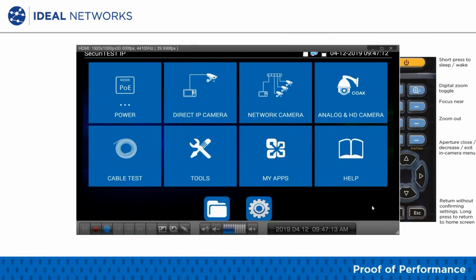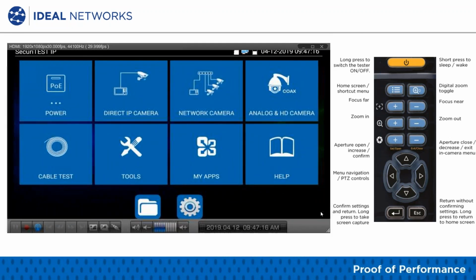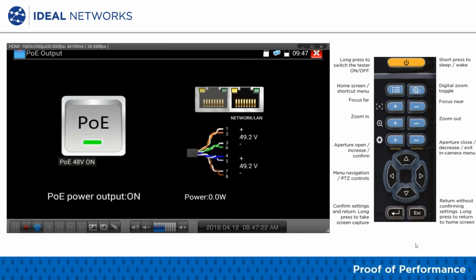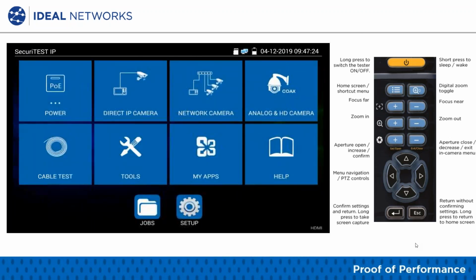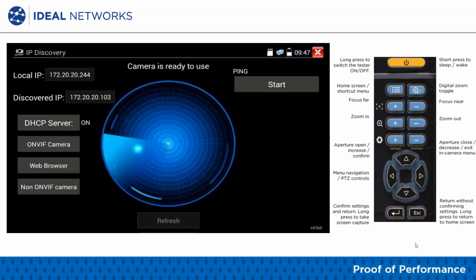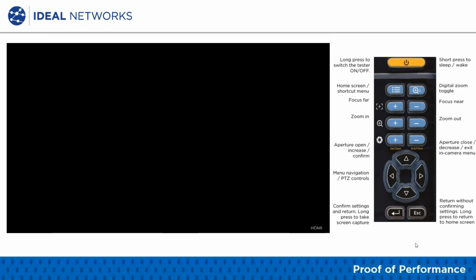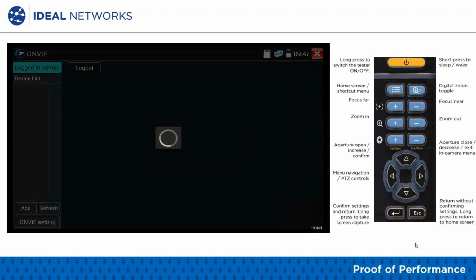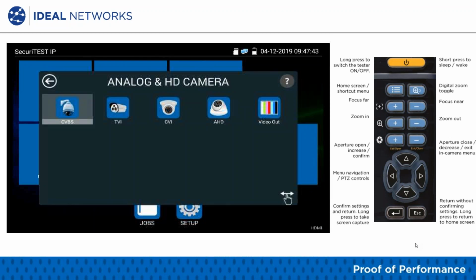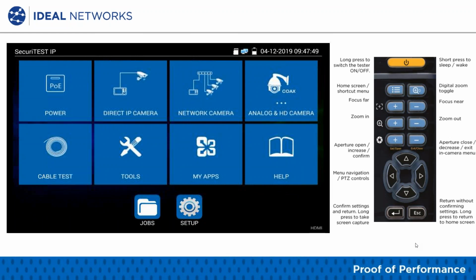Well, I've interfaced actually a screen of the SecuriTEST over here, and you can see how easy it is to use in turning on the PoE, setting up the camera discovery. Here, network camera. And analog and HD camera menu. At the bottom, the 4 apps for tools and management.